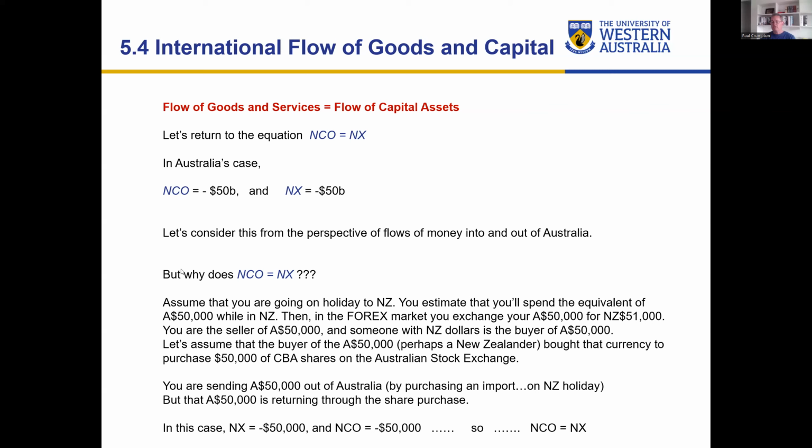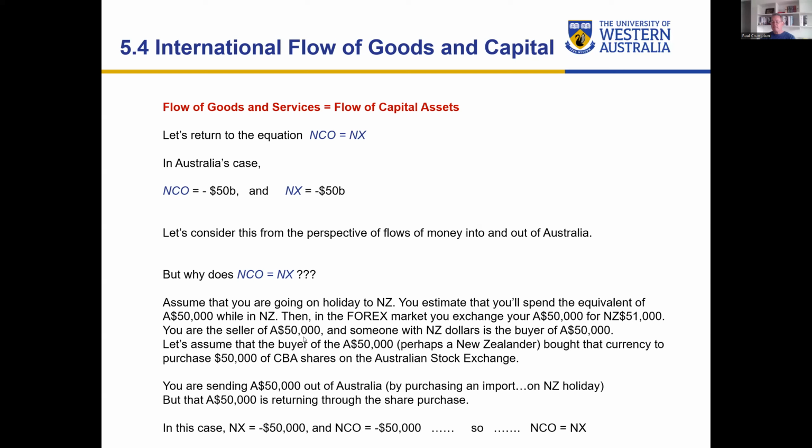Okay. So you know you'll be spending the equivalent of $50,000. What you'll actually be spending is 51,000 New Zealand dollars. I'm just saying that that's the equivalent of 50,000 Australian dollars. So now you've got your 51,000 New Zealand, you go on holiday, you spend that. But in the Forex market, when you are exchanging your 50,000 Australian dollars and getting $51,000 returned to you in the form of New Zealand dollars, you're a seller of $50,000 Australian in the Forex market. You're supplying or selling 50,000 Australian dollars into the Forex market.